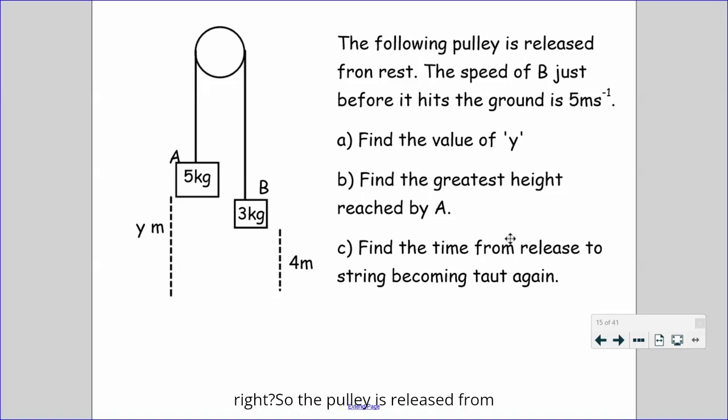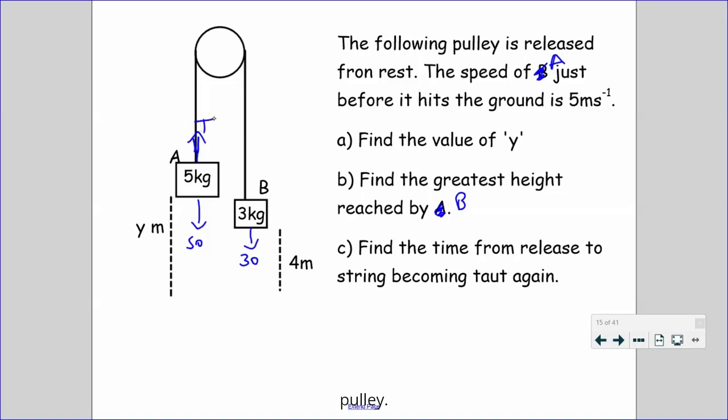Right, so the pulley is released from rest. Now, the first thing you should always do is draw the forces. Sorry, there's a mistake in the question, that should be A, and that should be B. Yeah, that's correct now. Drawing the forces, you will have weight going down, and tension going towards the pulley.